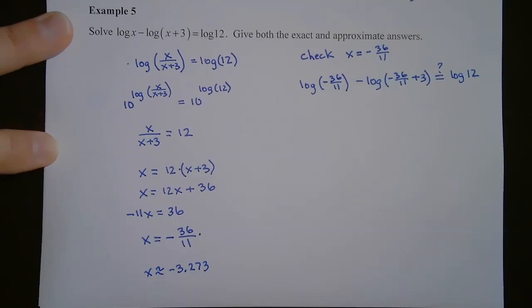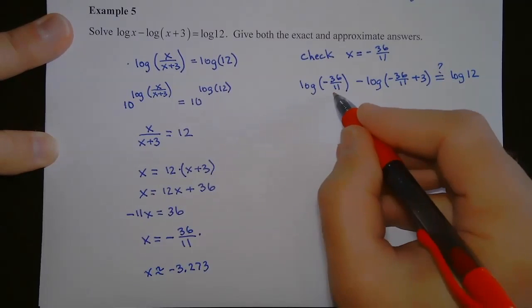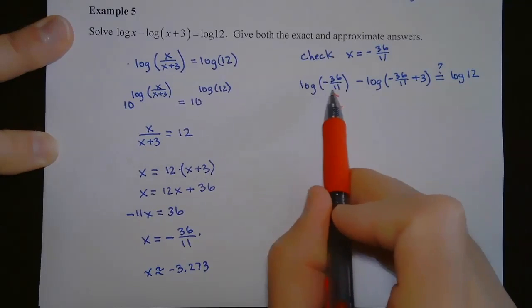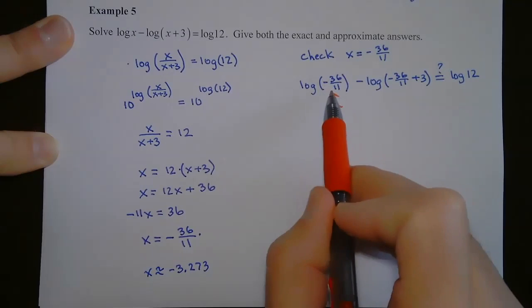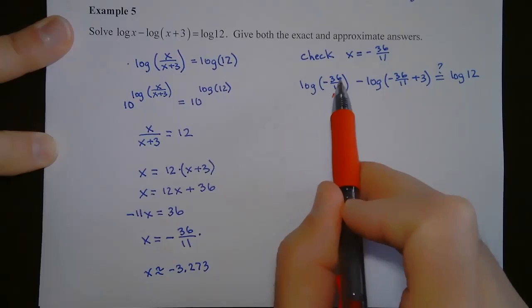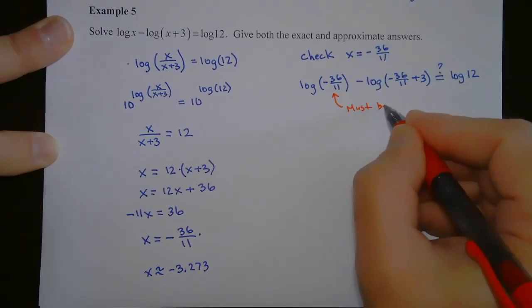Right away, guess what? This isn't going to work. Why? Because right here, this needs to be a positive value for this to work. It needs to be positive. It can't be 0. It can't be negative. It has to be positive, okay? Must be positive.